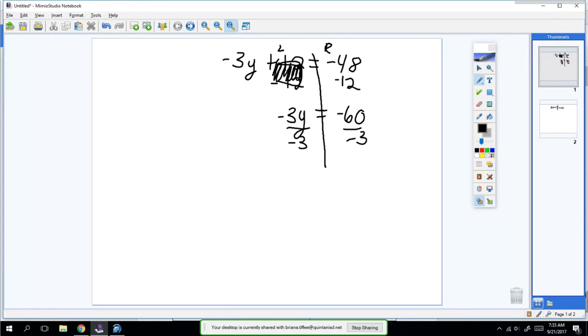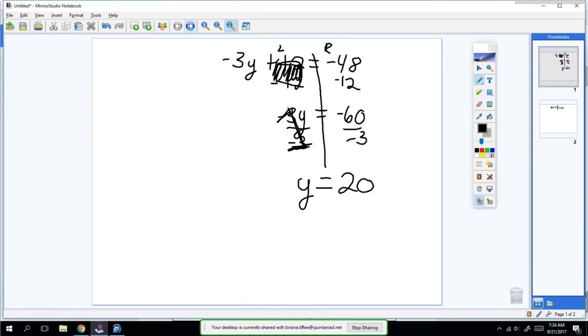Well, negative 3 divided by negative 3 cancels out to a 1. So the y comes down with my equal sign, and negative 60 divided by negative 3 is a positive 20. All right, that's one way how to do an equation.